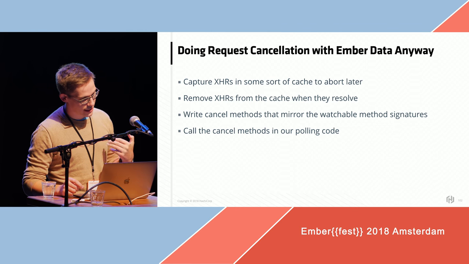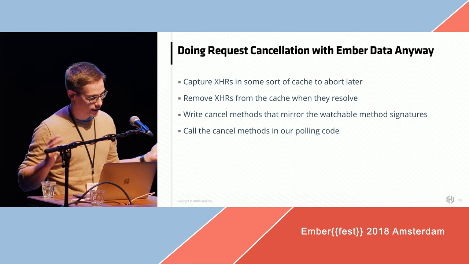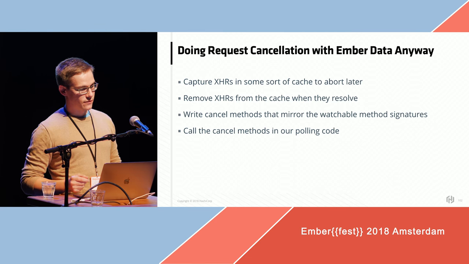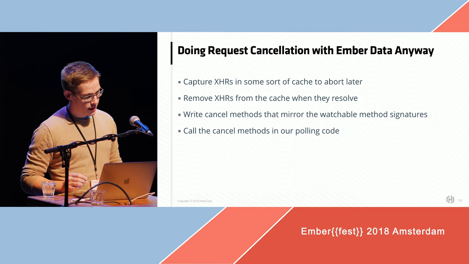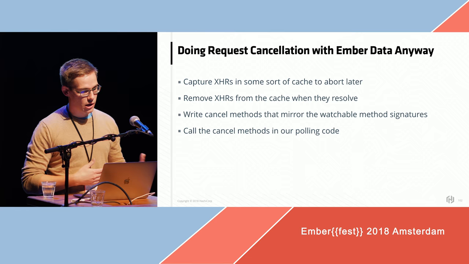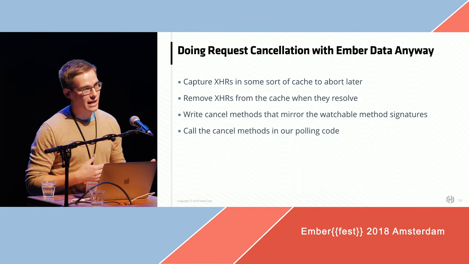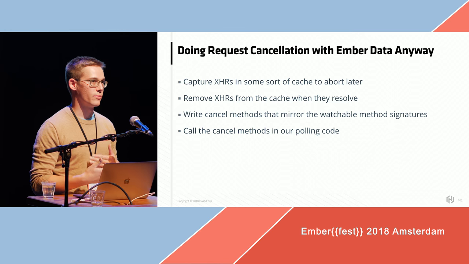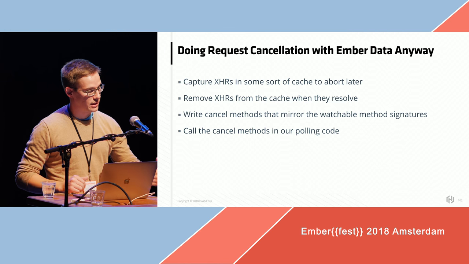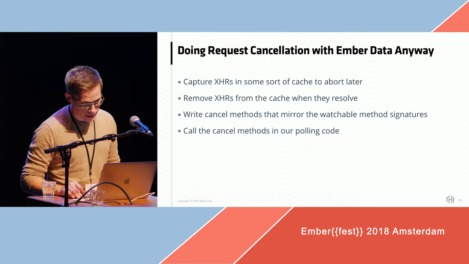So we have to capture all these XHRs in some sort of cache to abort them later. And then we're going to have to remove those XHRs from this cache when they resolve. And we need to write cancel methods that mirror all of our watchable method signatures. And then we need to call those cancel methods in our polling code. So we want to match method signatures here because we know we have that information available since that's the point where we start the poll and stop the poll.